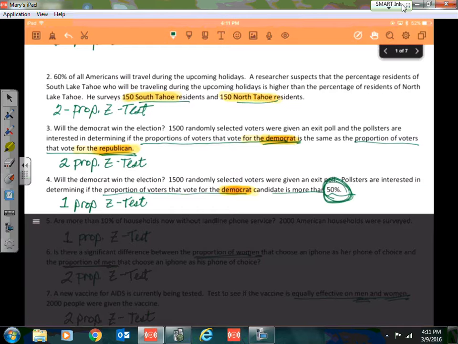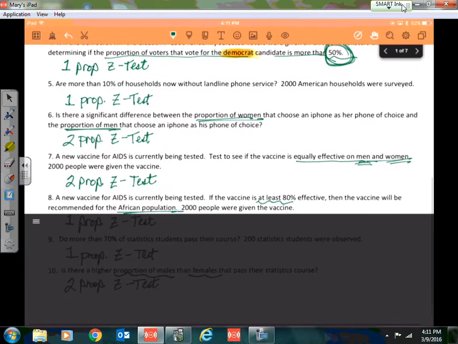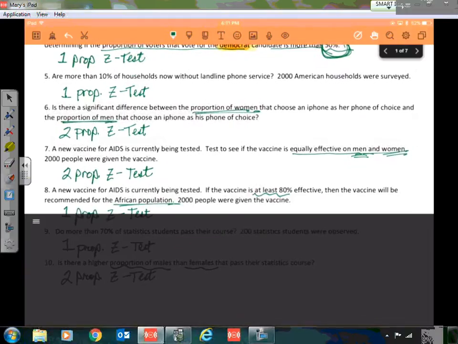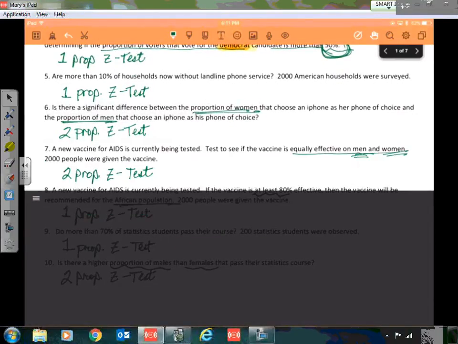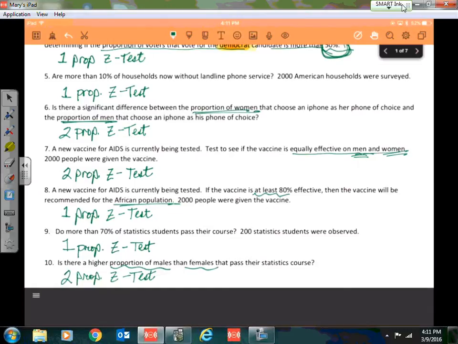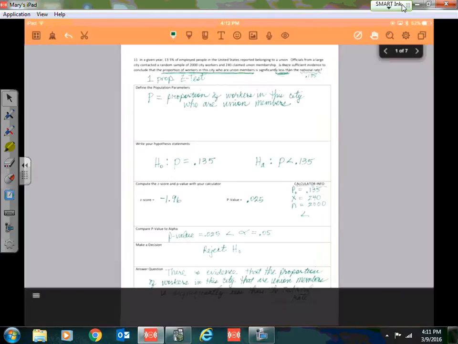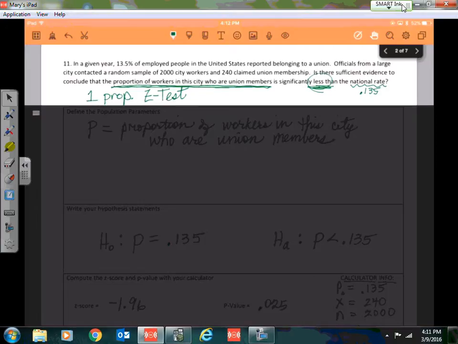Okay, so I will go ahead and put these answers up here for the rest of these, and you can check those. So 5 is 1 and 6 is 2. You can read those and then go back and check. 7 and 8 are 2 and then 1. And 9 and 10 are 1 and then 2. If you're having troubles with that, you can read those and make sure you're okay with that. But let's go on and actually do one of these one proportion Z tests, because we haven't done that in the calculator, and I'd like to show you how to do that.